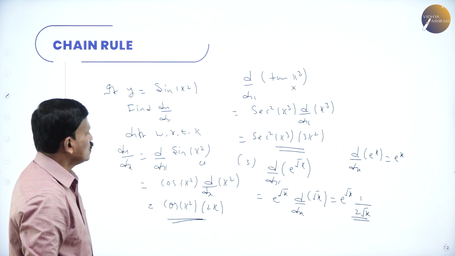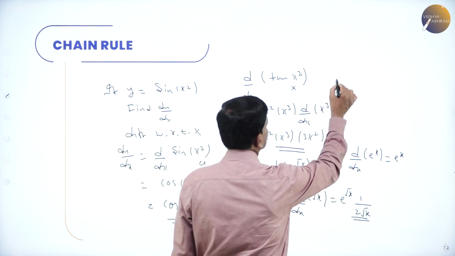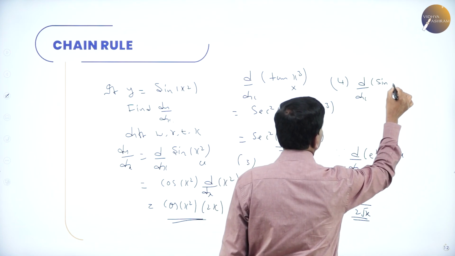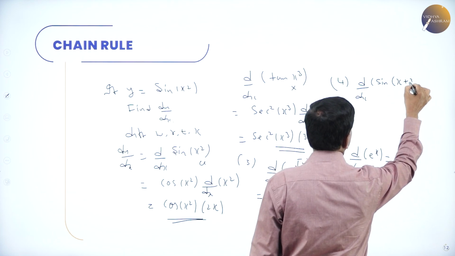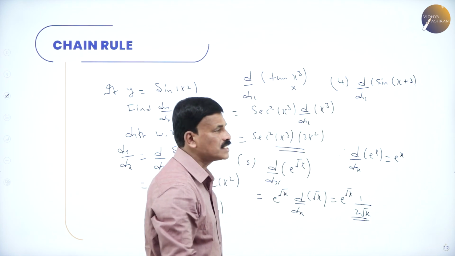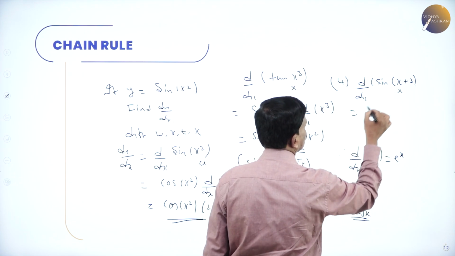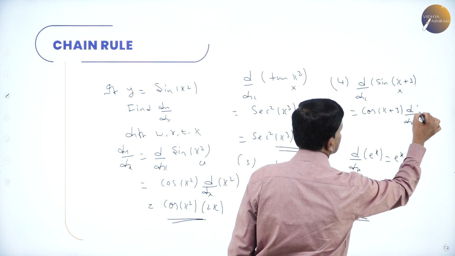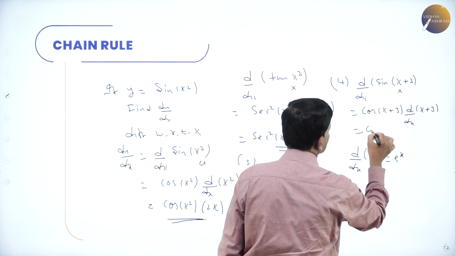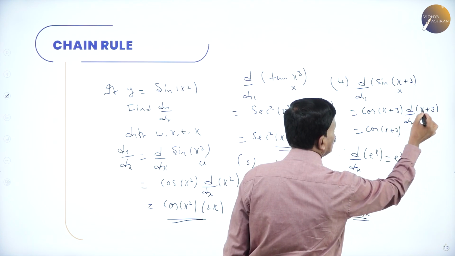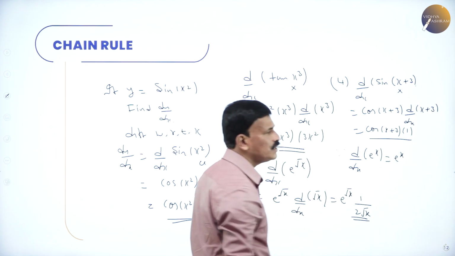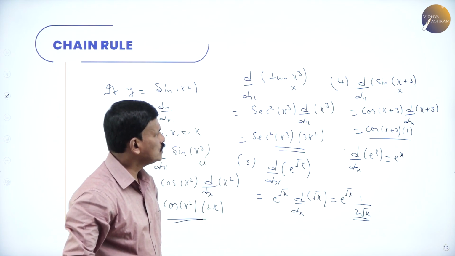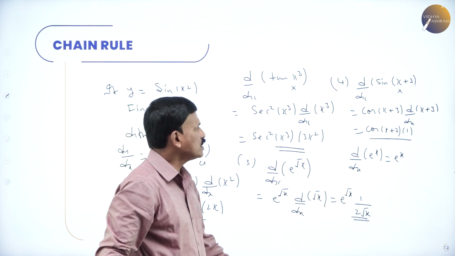Now let me take one more problem. D by dx of sine of x plus 3. Let us consider this as x. Differentiation of sine is cos of x plus 3 into d by dx of x plus 3. Now what is this equal to? Cos x plus 3 into differentiation of x, which is 1, and 3 is a constant, so 0. So d by dx of sine of x plus 3 is nothing but cos of x plus 3.